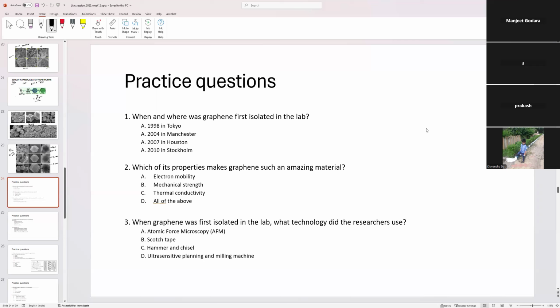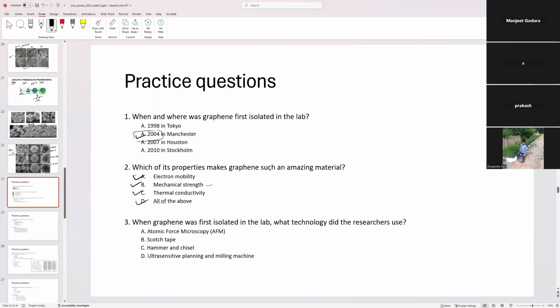Okay, now let's go through some practice questions. When and where was graphene first isolated in the lab? So it was 2004 in Manchester. Just remember that. Which of its properties make graphene such an amazing material? It has very good electron mobility, very good mechanical strength, very good thermal conductivity, so all of them. So it's a good conductor, as well as having very good mechanical strength.